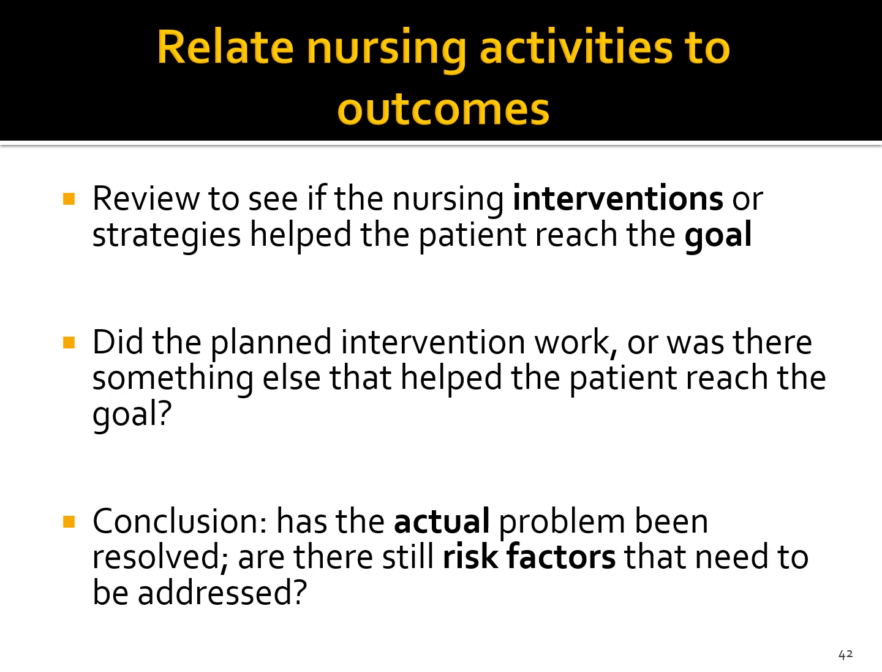So you relate your nursing activities to your outcome. Review it to see if the nursing interventions or strategies helped the patient reach the goal. Did the planned intervention work, or was there something else that helped the patient reach the goal that wasn't in your plan? In conclusion, has the actual problem been resolved? Are there still risk factors that need to be addressed?